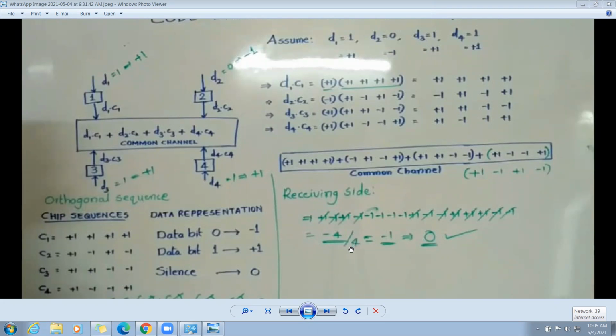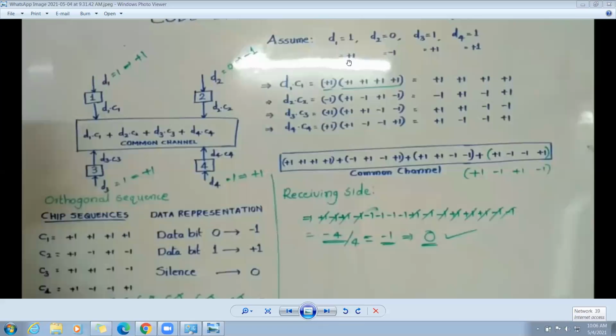Then what is it divided by? We have 4 stations, so we need to divide it by 4. -4 by 4, the result we get is -1. -1 means it is a negative signal. -1 resembles 0. 0 is the data which is transmitted by D2.